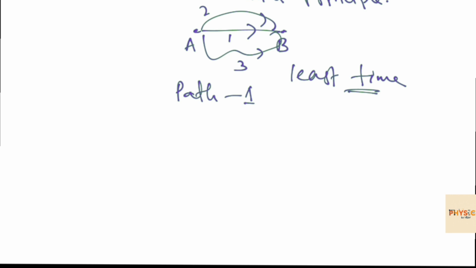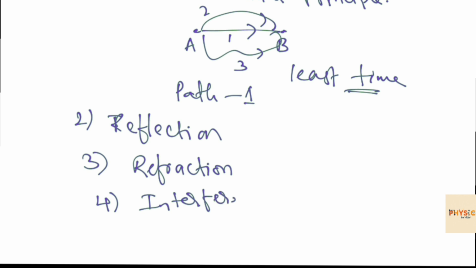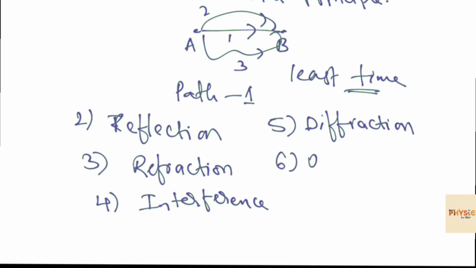The second property is reflection. Third is refraction. Fourth, interference. Number 5, diffraction. And number 6 is polarization.